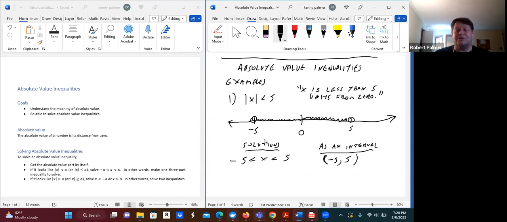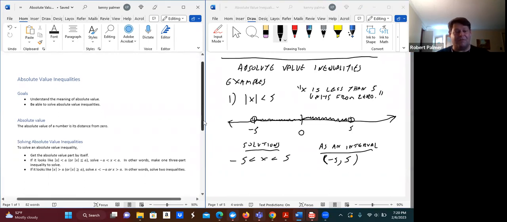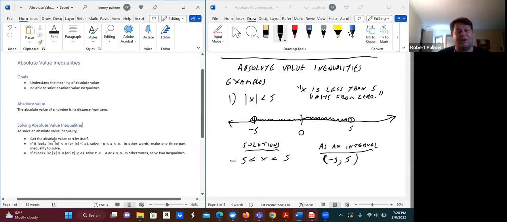Okay, that's the meaning. So when you have less than or less than or equal to a number, look over here on the left at our procedure for doing this. First off, get the absolute value part by itself. These are examples where we need to do that. It looks like this, either one of these: absolute value of x is less than a number or less than or equal to a number. We set up this three-part inequality like this and solve it.